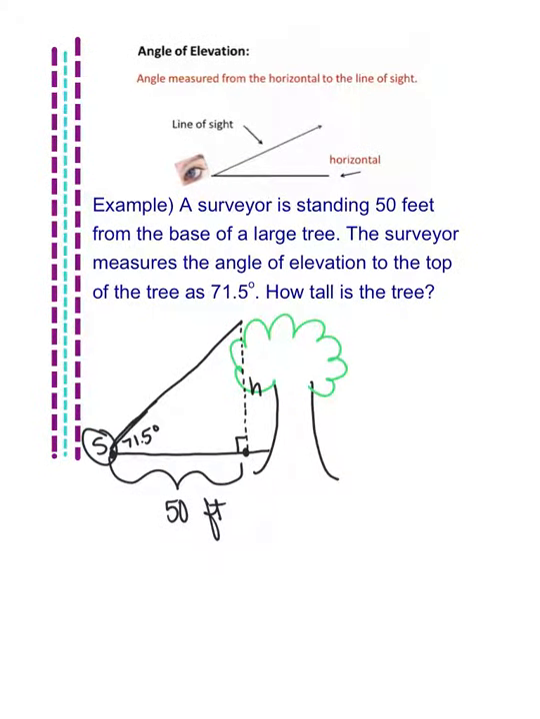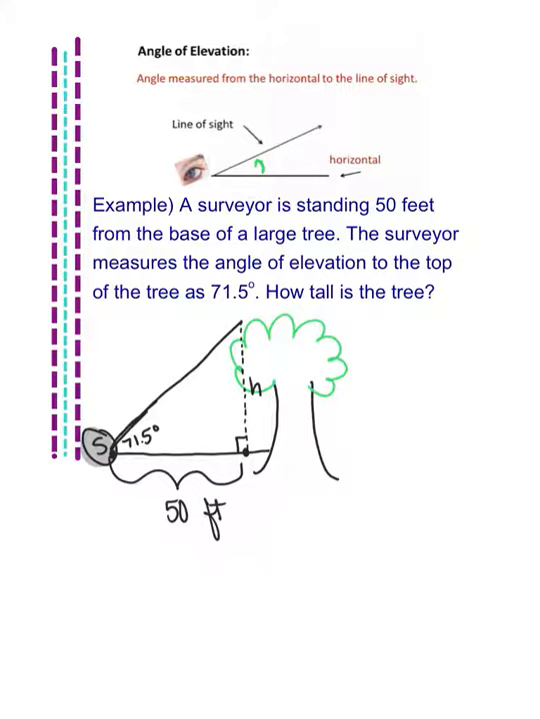So here we have another visual for you, starting with this horizontal line and then looking up to this line of sight. That creates an angle of elevation. So here we have an example. A surveyor is standing 50 feet from the base of a large tree. I'm not a great artist, so you'll see that my surveyor is here. It's just S in a circle. There's a surveyor. From the base of a large tree, got a large tree. The surveyor measures the angle of elevation to the top of the tree is 71.5 degrees.